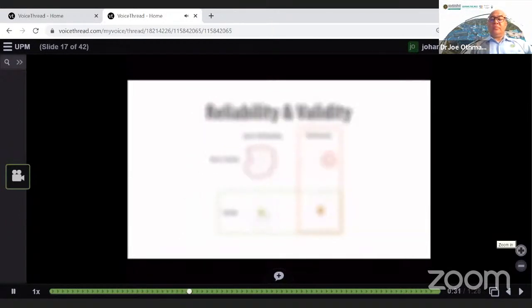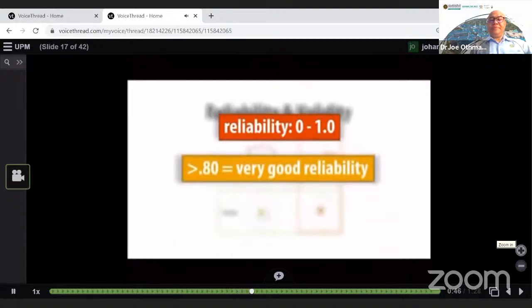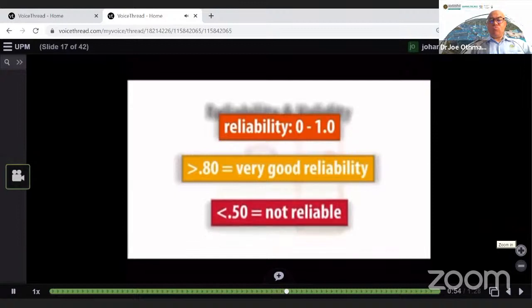Values for reliability coefficients range from 0 to 1. A reliability of 0 means no reliability, and 1 means perfect reliability. Due to measurement error, perfect reliability never happens. Generally, if the reliability of a standardized test is greater than 0.8, then the test is said to have very good reliability. If it's below 0.5 reliability, it would not be considered a reliable test.